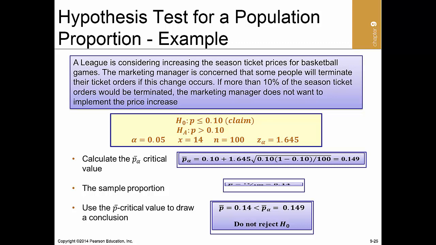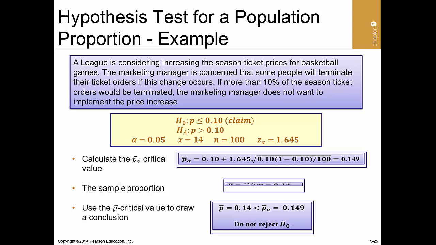So here we've set alpha to be 0.05, our x is 14, and n is 100. So at an alpha of 0.05, our z critical is 1.645. So we can calculate a p bar critical such that p, 0.10, plus our z times the square root of p times 1 minus p over 100. So our p bar, or sample proportion, is 14 out of 100, or x divided by n, so that's 0.14. So we'd say 0.14 is less than the p bar sub alpha of 0.149, so we will not reject the null hypothesis.